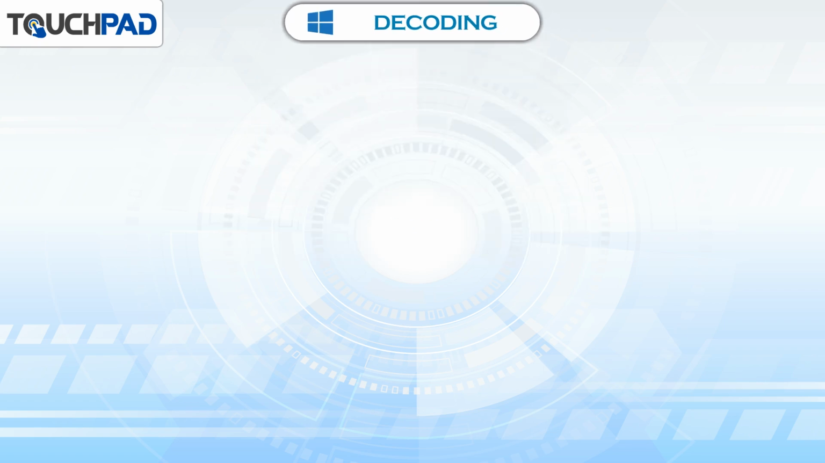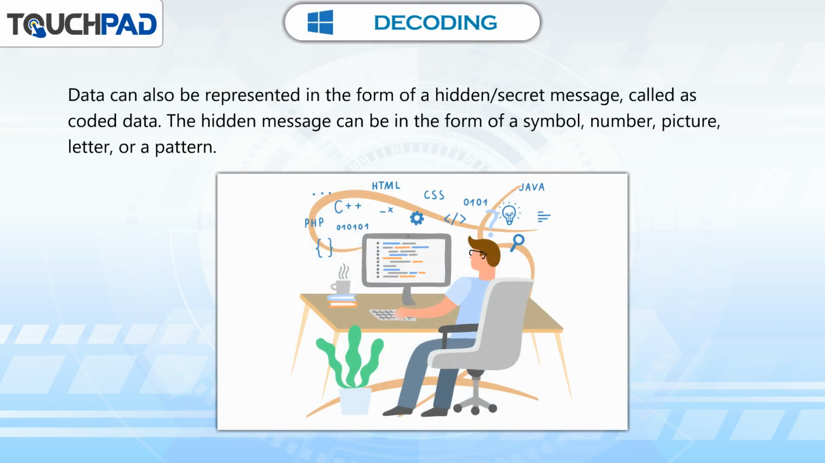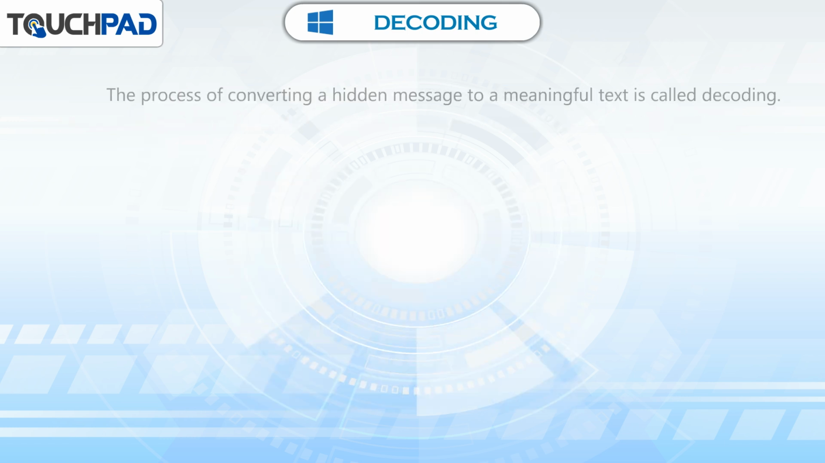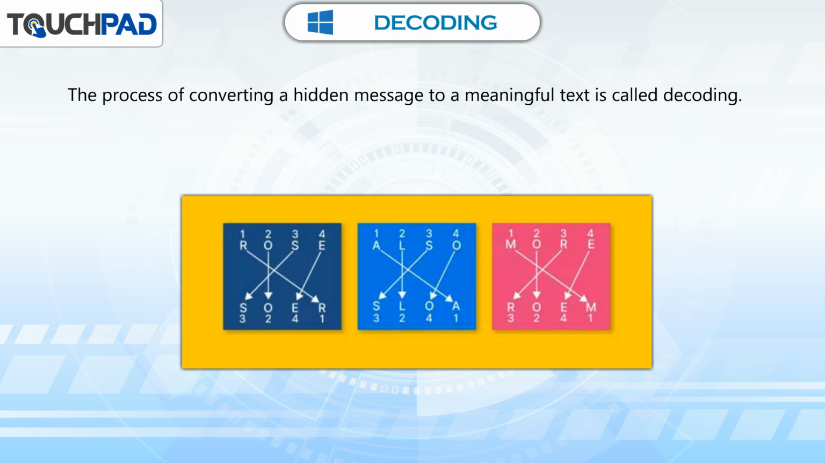Decoding. Data can also be represented in the form of a hidden or secret message, called coded data. The hidden message can be in the form of a symbol, number, picture, letter, or a pattern. The process of converting a hidden message to a meaningful text is called decoding.